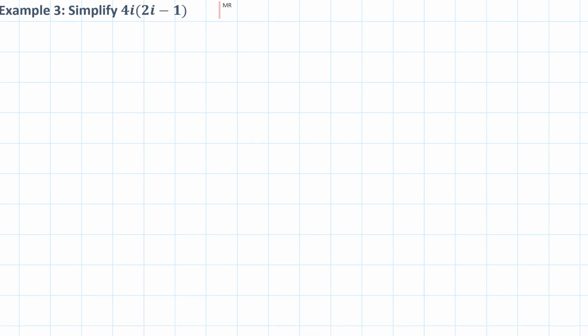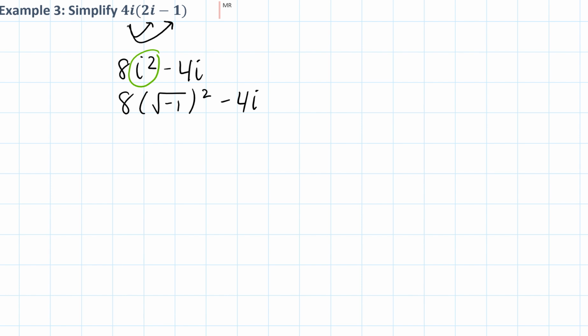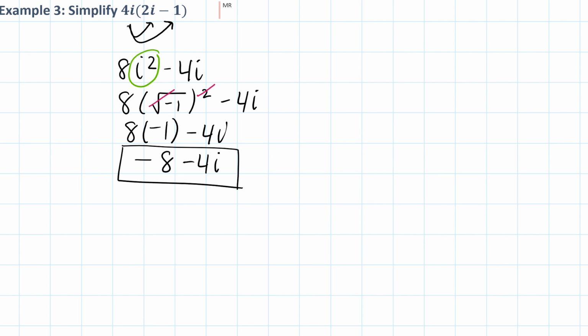Okay, next example. Simplify the expression 4i times the quantity 2i minus 1. Again, i is a number. It's the square root of -1, but we treat it like a variable, so we can just distribute. We're not done because it's not in the form a plus bi. This element right here is different from that form a plus bi, so we can substitute. i is the square root of -1. We know square root and square cancel each other out. They're inverse operations. We put it in a plus bi format, and we're done simplifying.